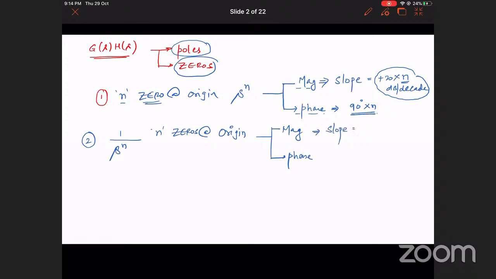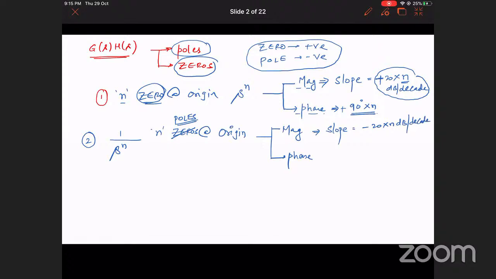In magnitude, it is going to contribute a slope. The moment you see zeros, guys, the slope will be positive, angle will be positive. Try to remember that. The moment you see poles, remember negative sign. So in magnitude, I'm going to get a negative slope. Why negative? Because now I'm talking about poles, guys. These are not zeros, I'm so sorry for that. These are poles. So there are n poles at origin, so slope would be minus 20 times n decibels per decade.